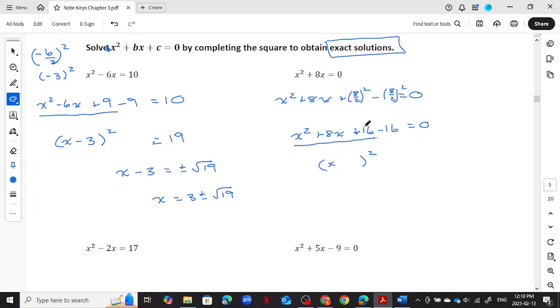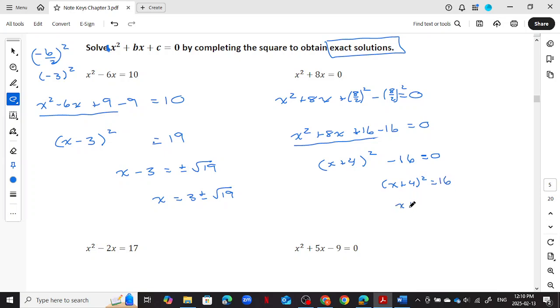And then the two numbers that multiply to give me 16 and add to give me positive 8 are plus 4 and plus 4. And then I'm going to solve this. So I've got (x + 4)² − 16 = 0. Then I'm going to add 16 to each side. I get (x + 4)² = 16.